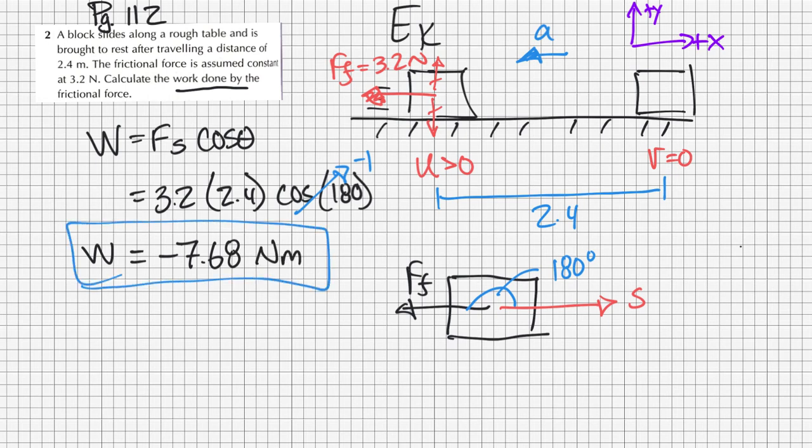And really, a negative work indicates that we're going to lose kinetic energy in our system. And so we start with some value that has kinetic energy. This object, then without motion, is going to have 0 kinetic energy. So we're losing 7.68 joules of energy, and that's because the friction is doing -7.68 newton meters of work.